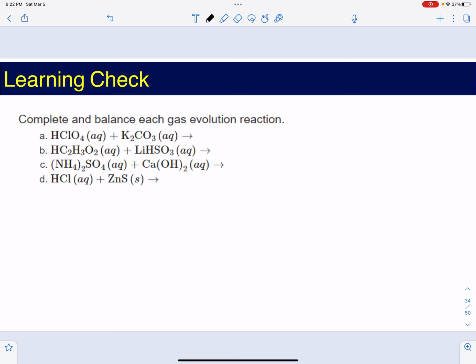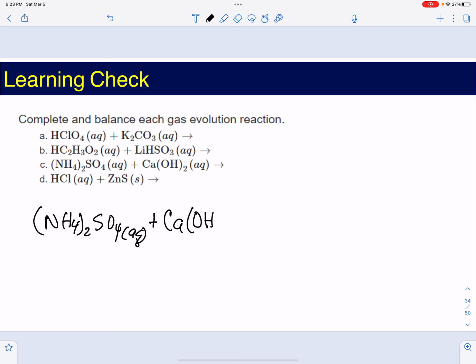So the next one is gonna be ammonium sulfate reacting with calcium hydroxide. This one I don't see an acid per se, but there's an acid there, it's just hiding. So let's do this the way we did the precipitation reactions.